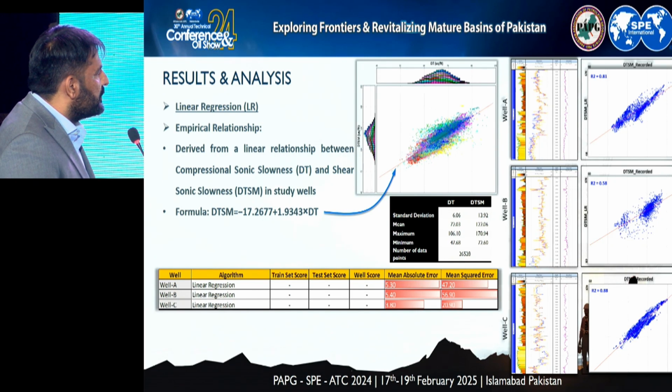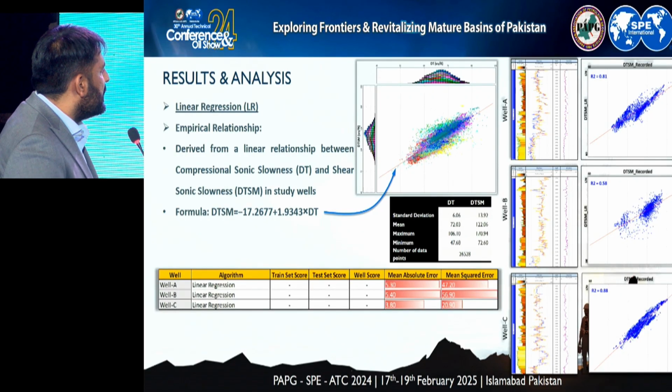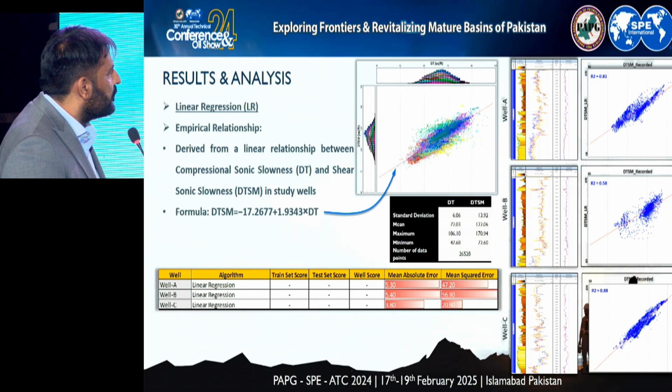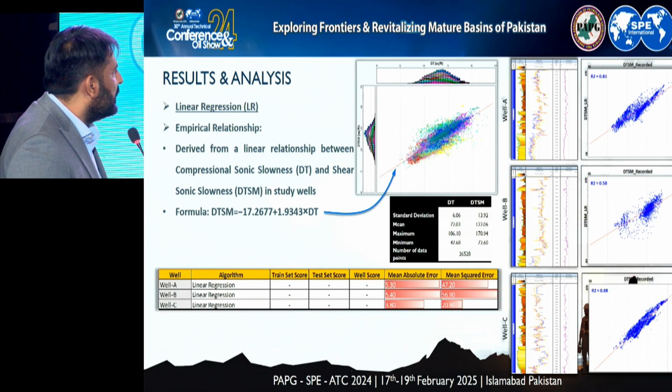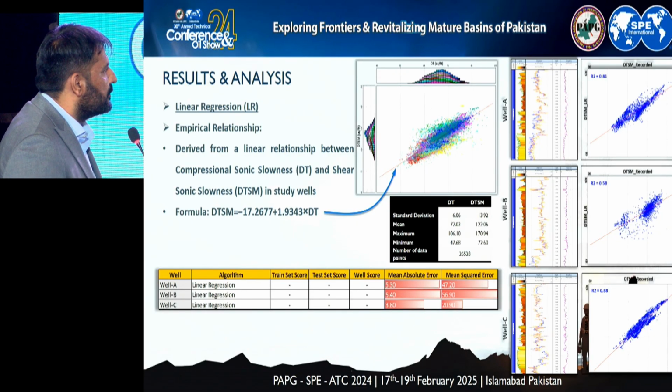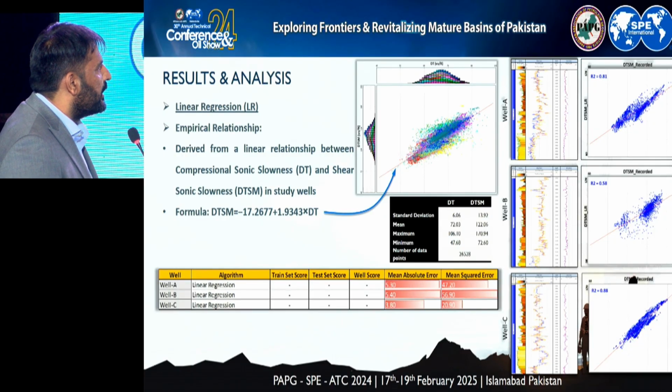So these are the numbers that are showing the mean absolute error and the mean squared error for the empirical relation that we have used. This has not been used for the machine learning part. So just based on the empirical relation.